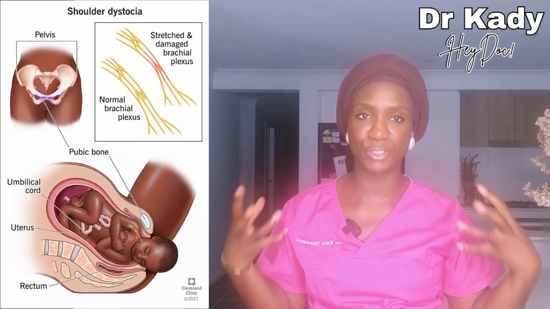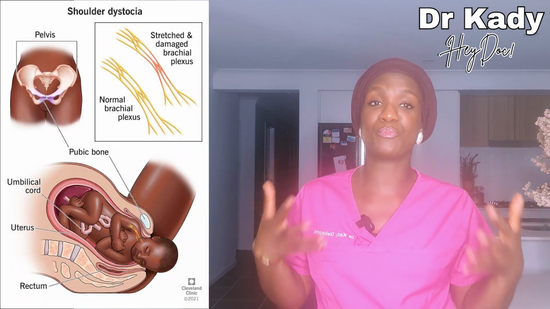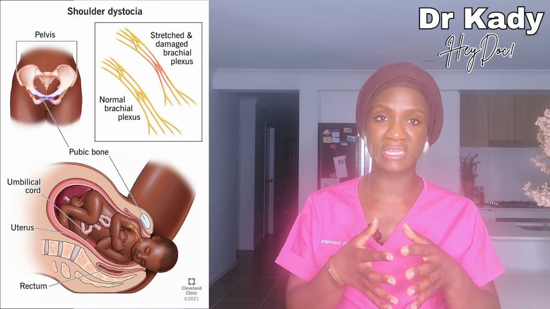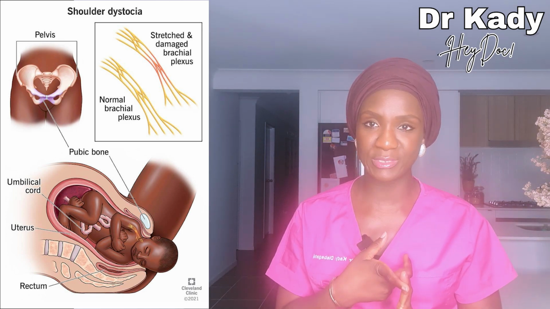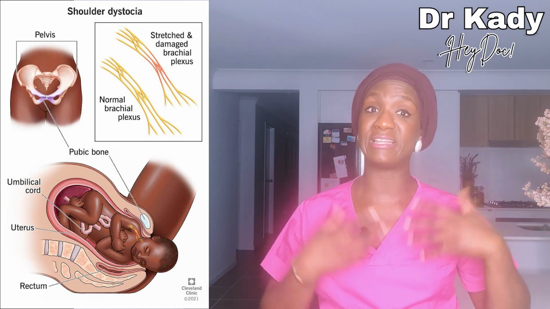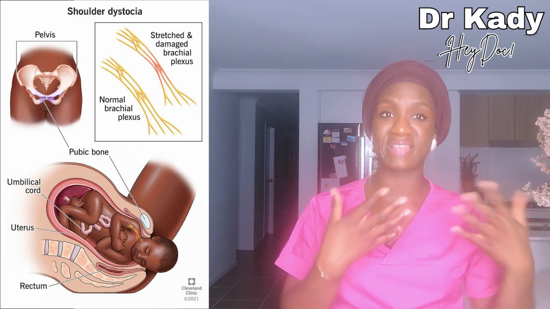Macrosomia leads to the next complication, which is birthing injury. And the main birthing injury that we're worried about in women who have diabetes in pregnancy is shoulder dystocia. So because these babies are so big, they get stuck in the birthing canal. That can happen with normal vaginal delivery as well as delivering the baby through a cesarean section.